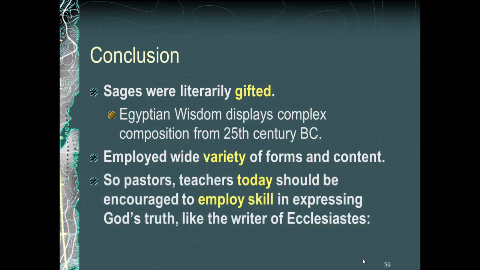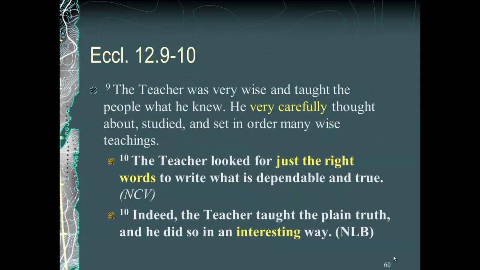And so we may extrapolate from this model that for pastors and teachers today seeking to communicate from God's Word, how important it is to employ whatever degree of skill we have to shape and cast that Word, so that, as is said of the writer of Ecclesiastes, one of the wisdom books, we find in the epilogue this evaluation: the teacher, that is, the writer of Ecclesiastes, was very wise and taught the people what he knew. He very carefully thought about, studied, and set in order many wise teachings. The teacher looked for just the right words to write what was dependable and true.